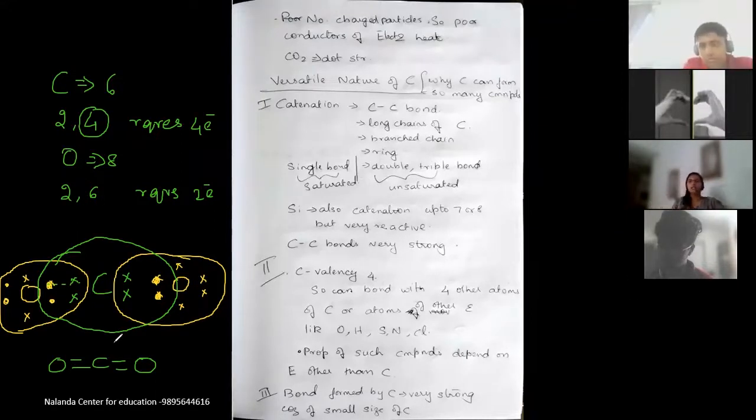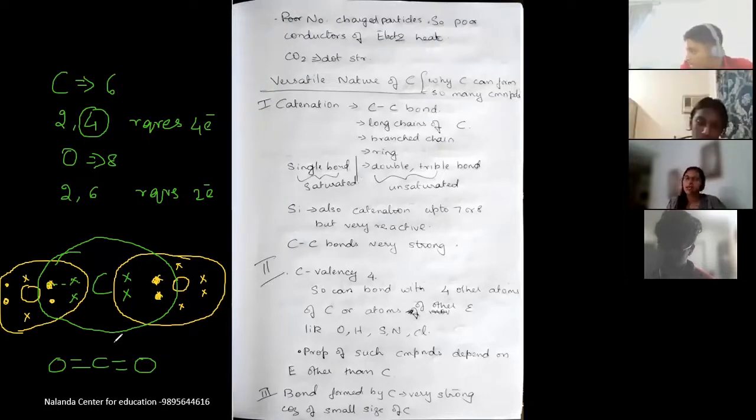Now moving on to the versatile nature of carbon. This again is very, very important. Why can carbon form so many compounds? There are 2 properties which enable carbon to form so many compounds. One of them is catenation. Catenation is the capability of carbon to join with other carbon atoms. Carbon can join with other carbon atoms and form long chains.